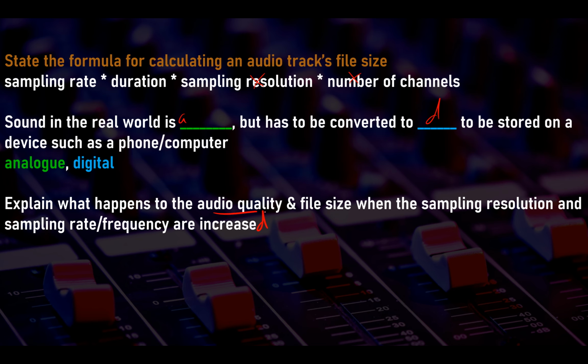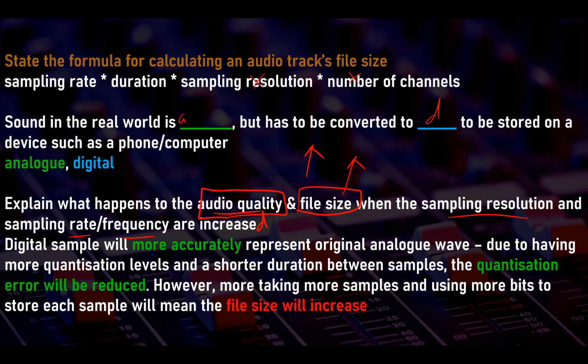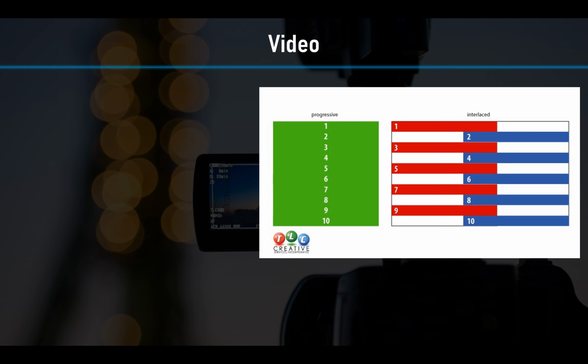So, of course, we say the quality is going to increase if the sampling resolution or bit depth, or sampling rate or frequency, is increased. However, the file size also increases. Obviously, the quality increasing is a good thing, and the file size increasing is obviously a bad thing. And I suppose here's just a more detailed explanation, if you want to read that.